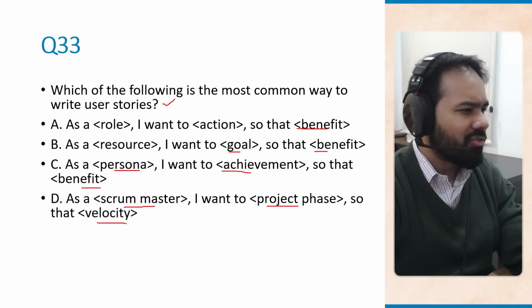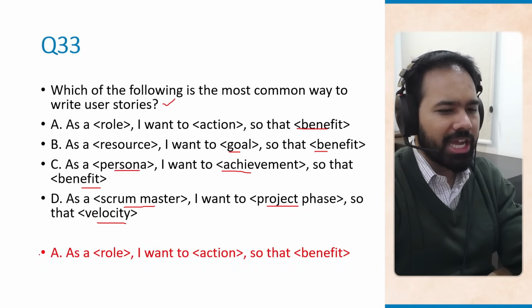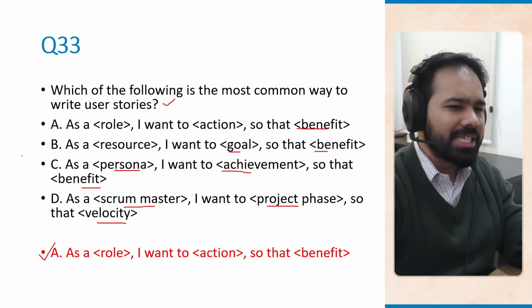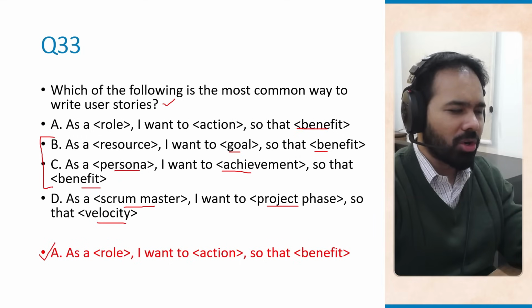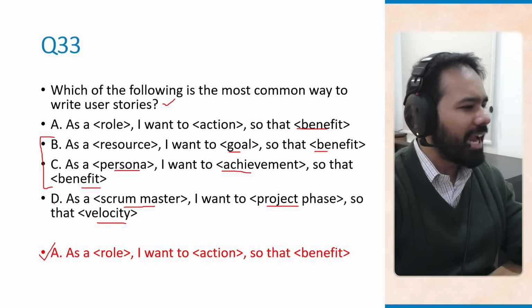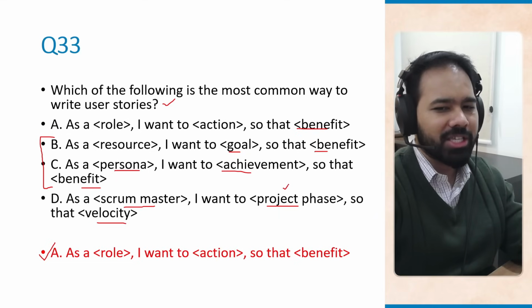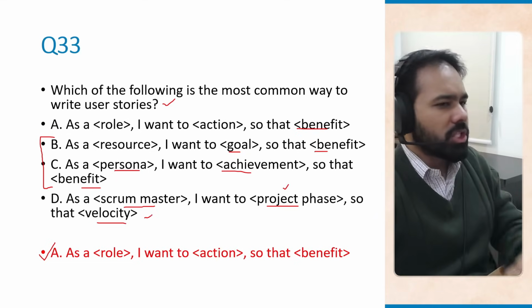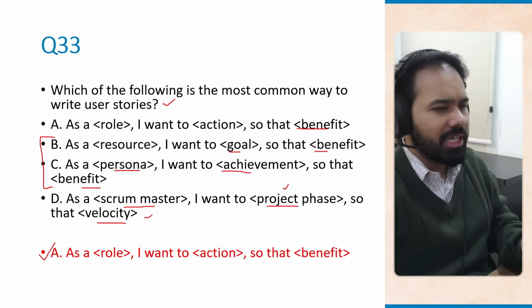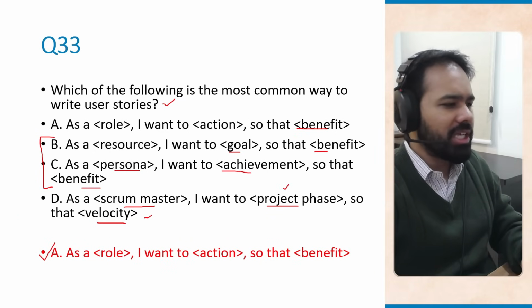The standard format for user stories in Agile is option A, which means as a role, I want to action so that whatever benefit that you're going to achieve. B and C are variations, but these are not commonly used. These are not common standards. D is totally incorrect because user stories are about end user value. It is not about project phases or velocity at all. So this format ensures clear role, clear action, and clear business value in every story. And that is why it is used as a standard format.